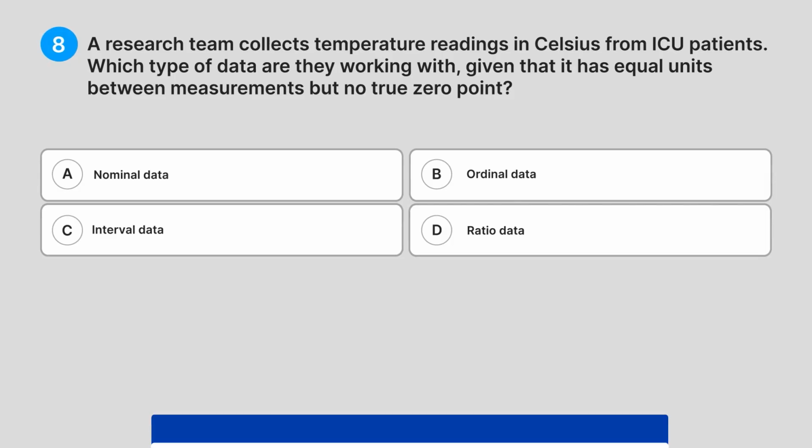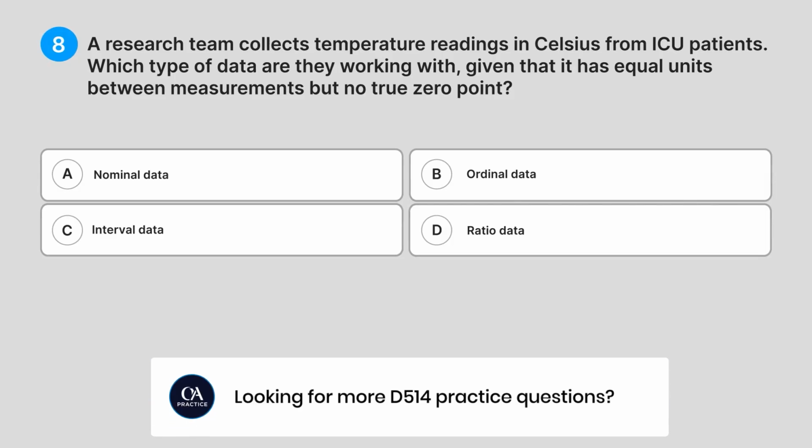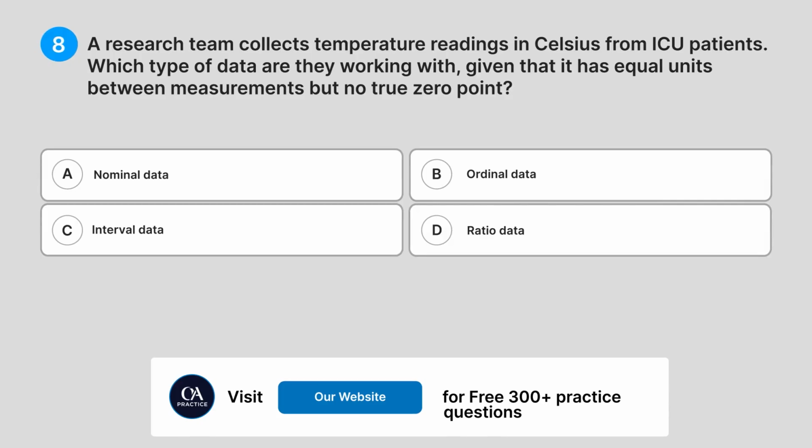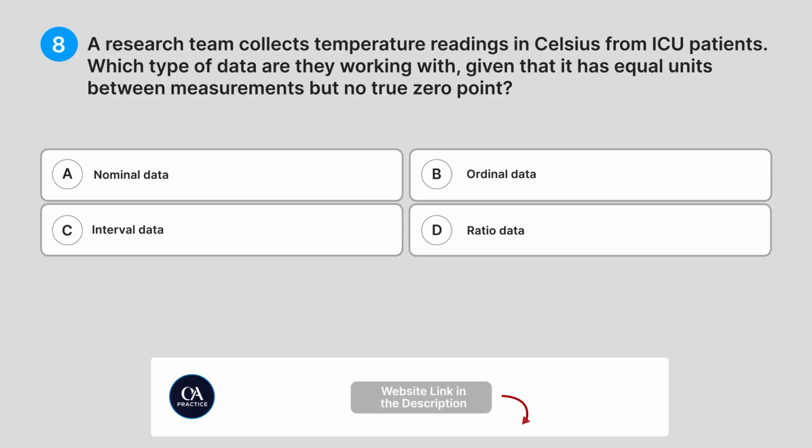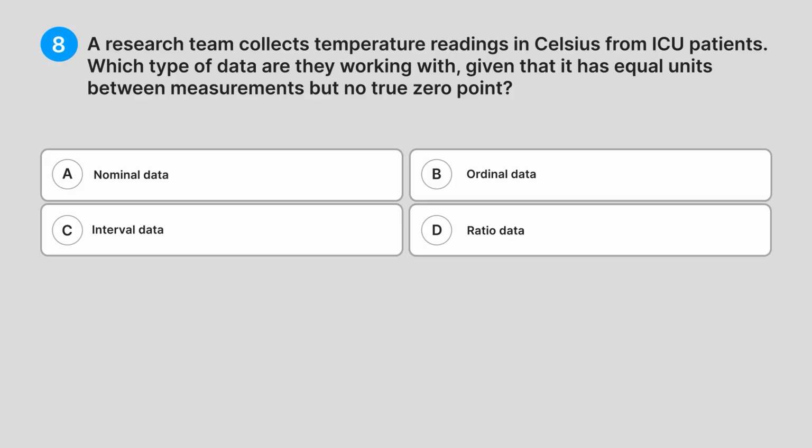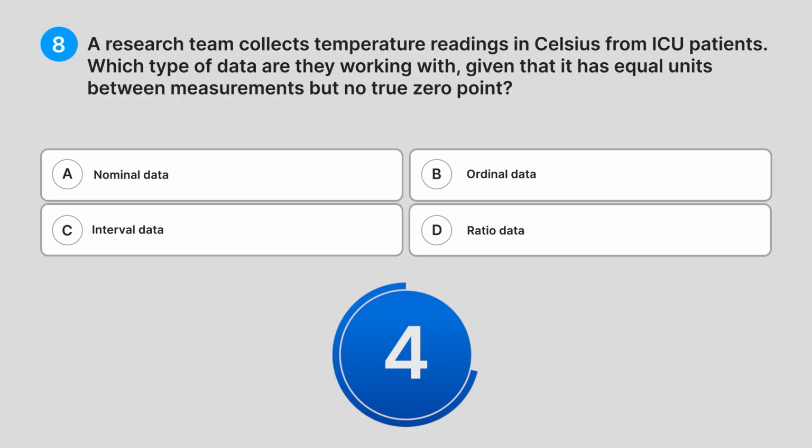8. A research team collects temperature readings in Celsius from ICU patients. Which type of data are they working with, given that it has equal units between measurements but no true 0 point? A. Nominal data. B. Ordinal data. C. Interval data. D. Ratio data. Do you know the answer?